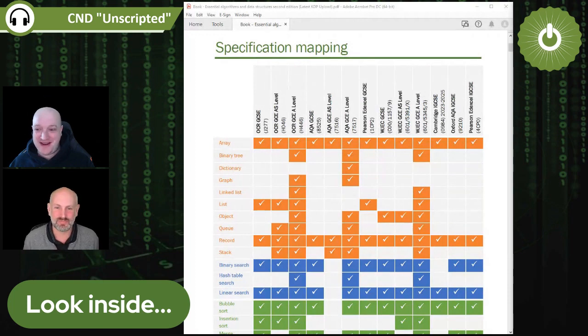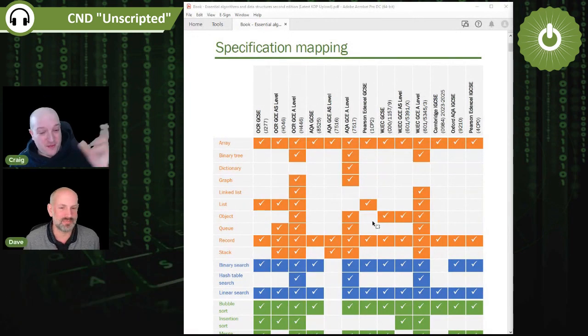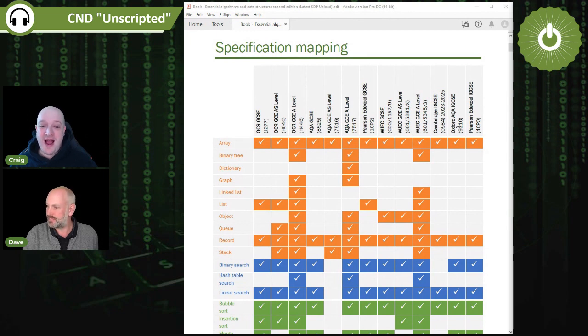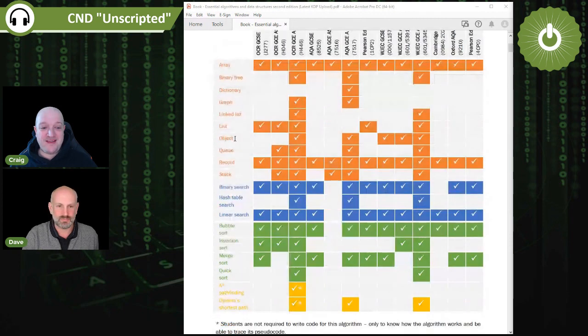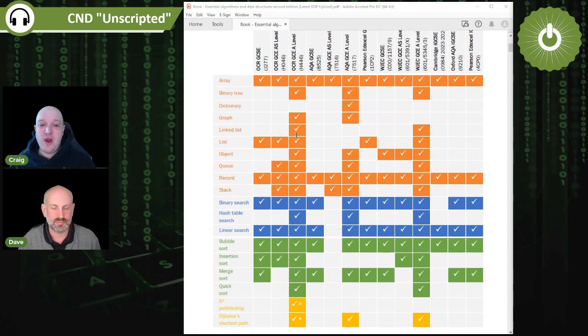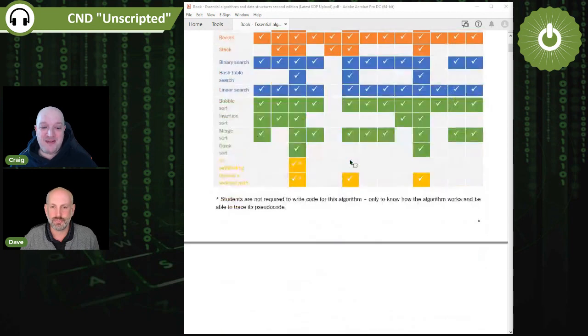So, right, I'm just going to get rid of that banner. So I just brought up the specification mapping to start with, just to show you here. This really is cross exam boards. We've got a selection of the major exam boards here for GCSE and A level and other level 3 courses. And we've just listed down there all the various data structures and algorithms, which ones appear in the relevant boards and levels of study. So you've got a mapping there. So, this is really suitable for any course you may be studying at GCSE and A level.